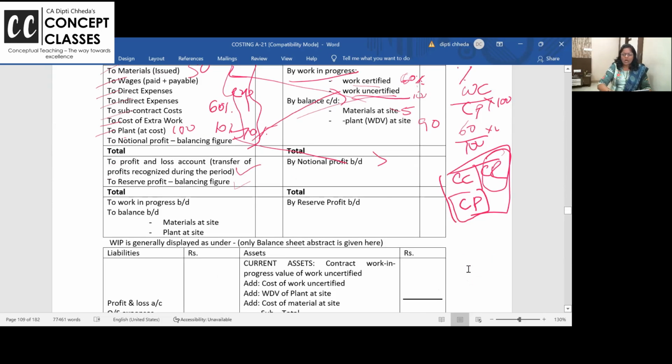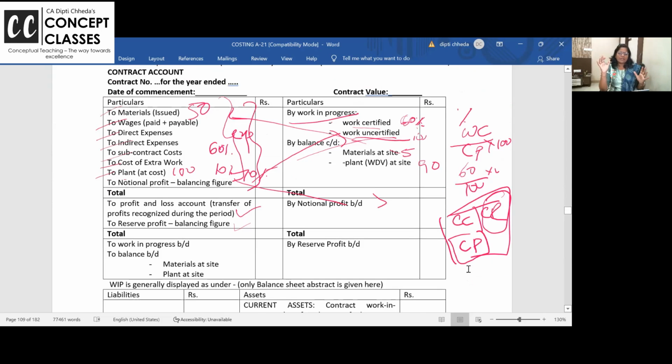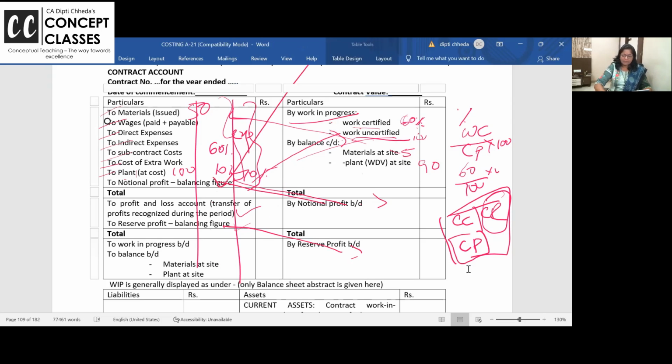Anyone is having any doubt in the format of the contract account? Now, ma'am, can they give 2-3 contracts in the exam? Contract 1, 2 and 3. So make the amount columns like this. Debit side all expenses; credit side work certified, uncertified, balance carried down, plant opening, closing, notional profit brought down, transferred to P&L and reserves. Reserves brought down and work in progress brought down. From here the next year's contract will begin.